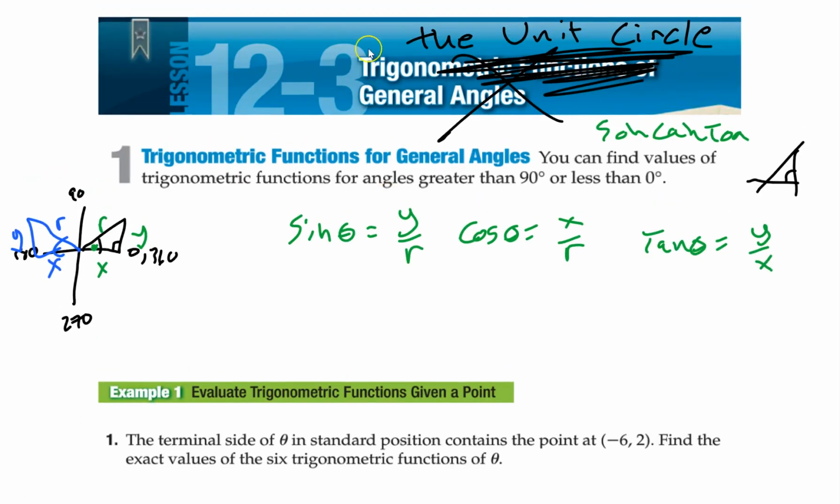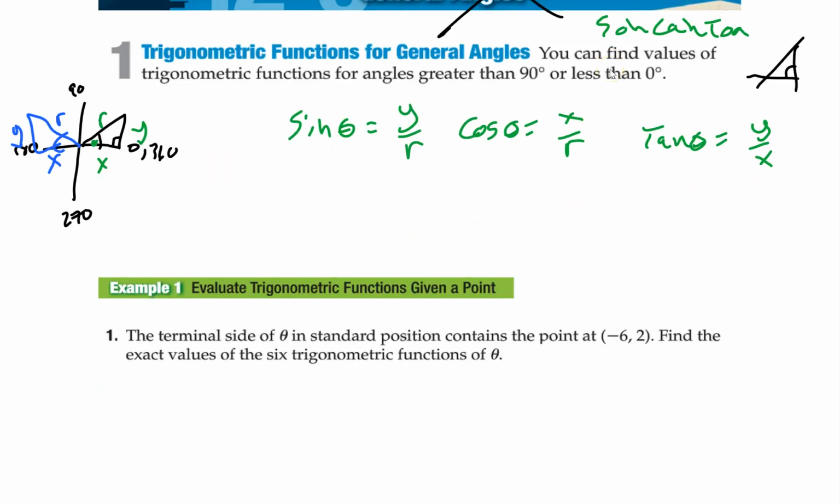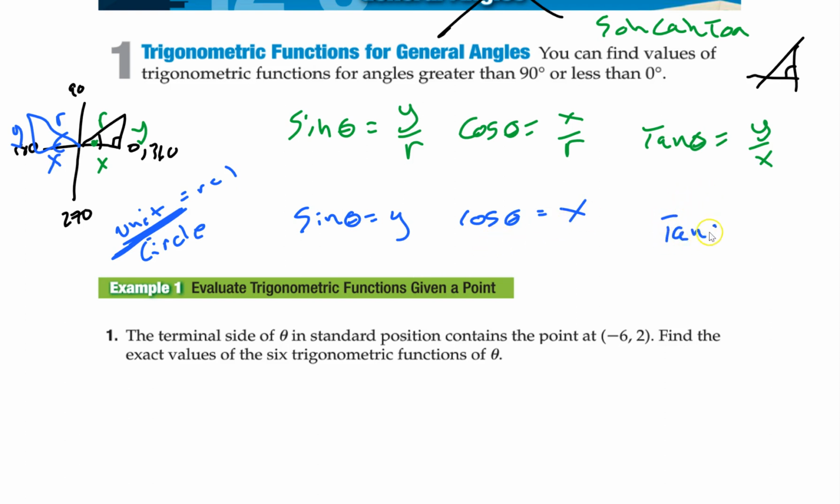Now, like I said, this lesson is called the unit circle, and what that means is that the radius is going to be 1. So there's special cases when we're talking about the unit circle. And unit means r equals 1. That has a length of 1 unit. So in that case, when the radius is 1, we have sine theta equals y, cosine theta equals x. Tan is the same, but if you notice, tan is y over x, and y is sine, x is cosine. So tan, you could also say, is just sine over cosine.